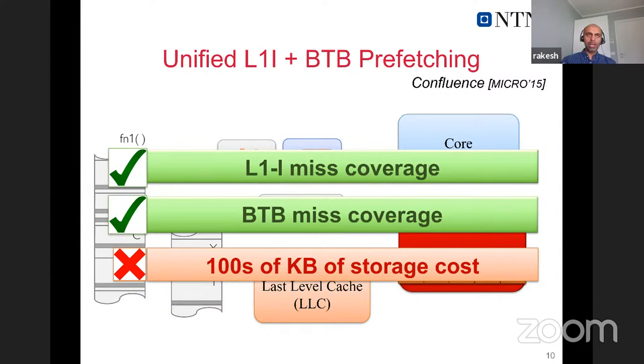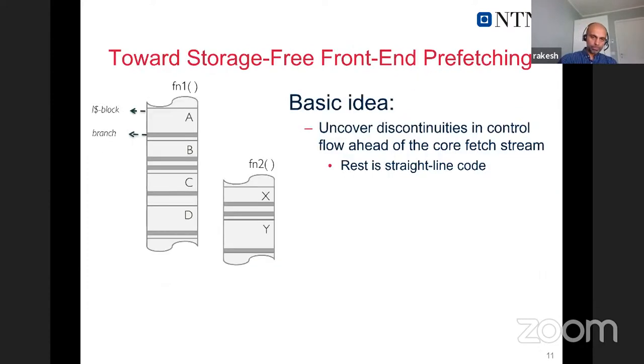So the total number of servers required to serve clientele will be smaller, and that results in lower cost, lower power consumption, and all the benefits you can imagine. So what we want to do is try to take away this storage cost while maintaining high L1I miss and BTB miss coverage, so that we can use this freed up space to put more cores there. So let's see what we can do.